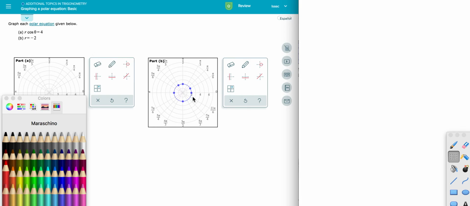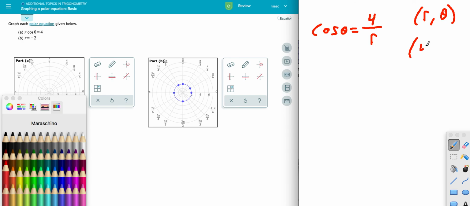Now for a, there are different techniques for doing it, but one thing I like to do is rearrange the equation by getting theta and r separated. So I divide both sides of this equation by r. And now let's think about some points that could happen here. Remember, it goes (r, theta). So if you plug in 4 for r, this becomes cosine theta equals 1, right? 4 divided by 4 makes 1. So think about all the places where cosine is 1.